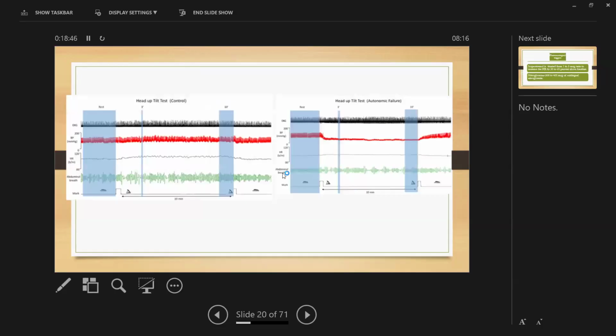Here, just see. In a normal head up tilt test, there is only a mild change. There will be an initial mild fall in BP, and then it is sustained. Finally, at the end, there will be a mild increase in diastolic BP.